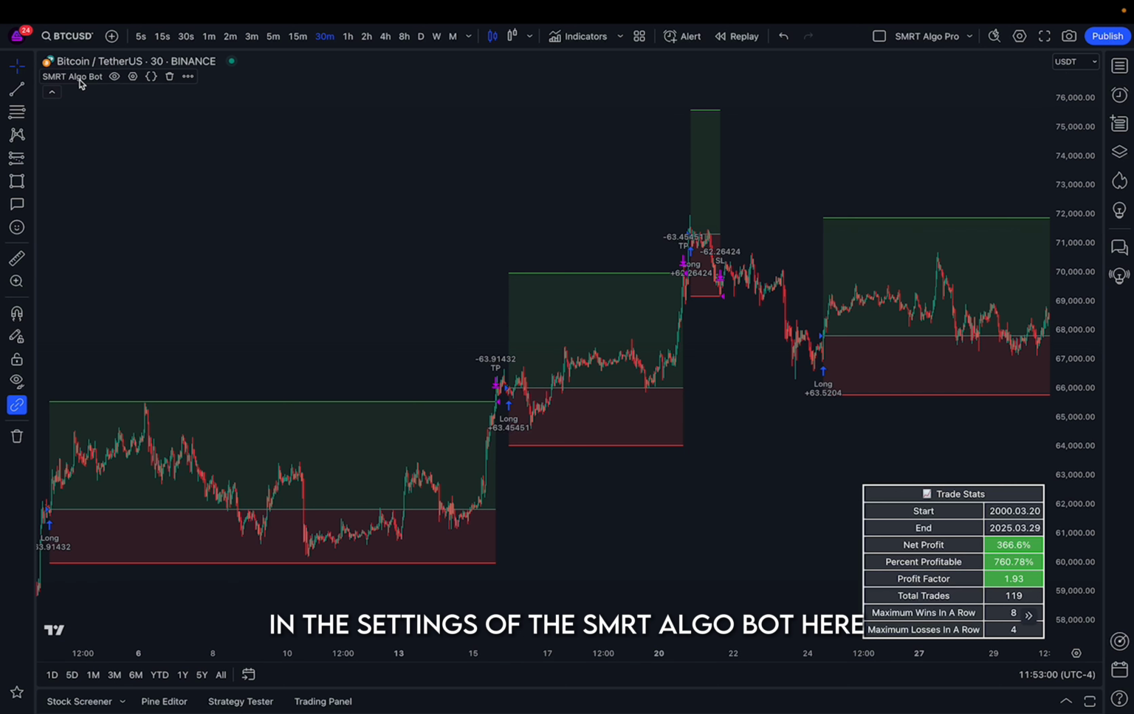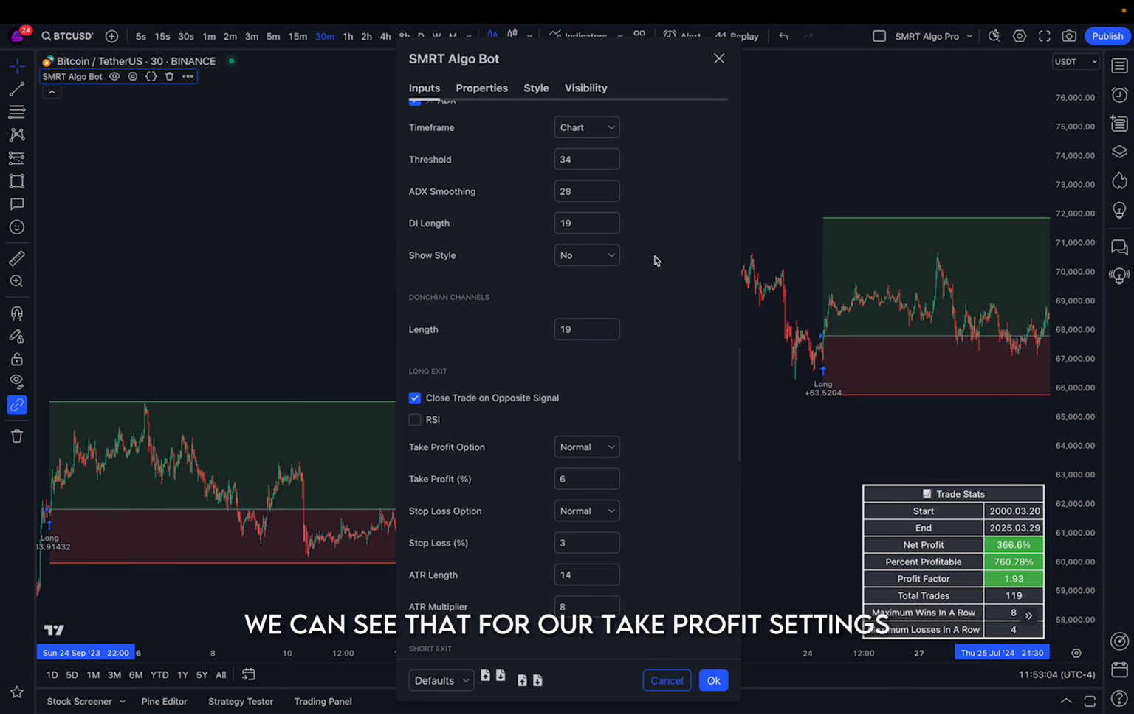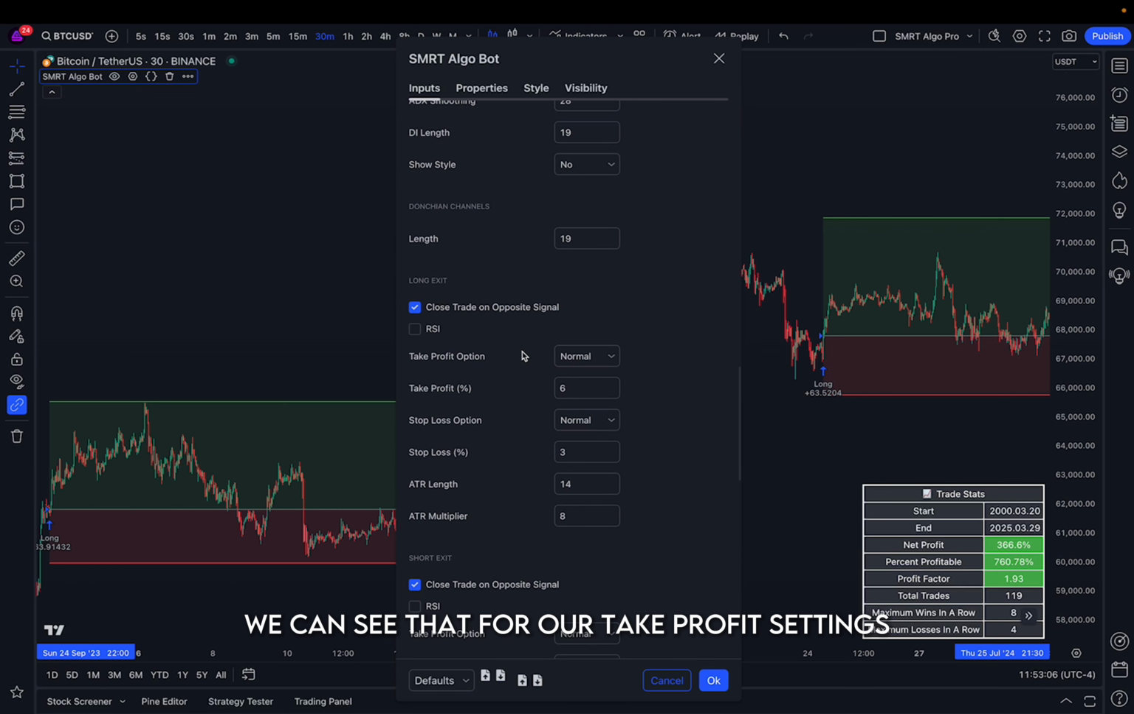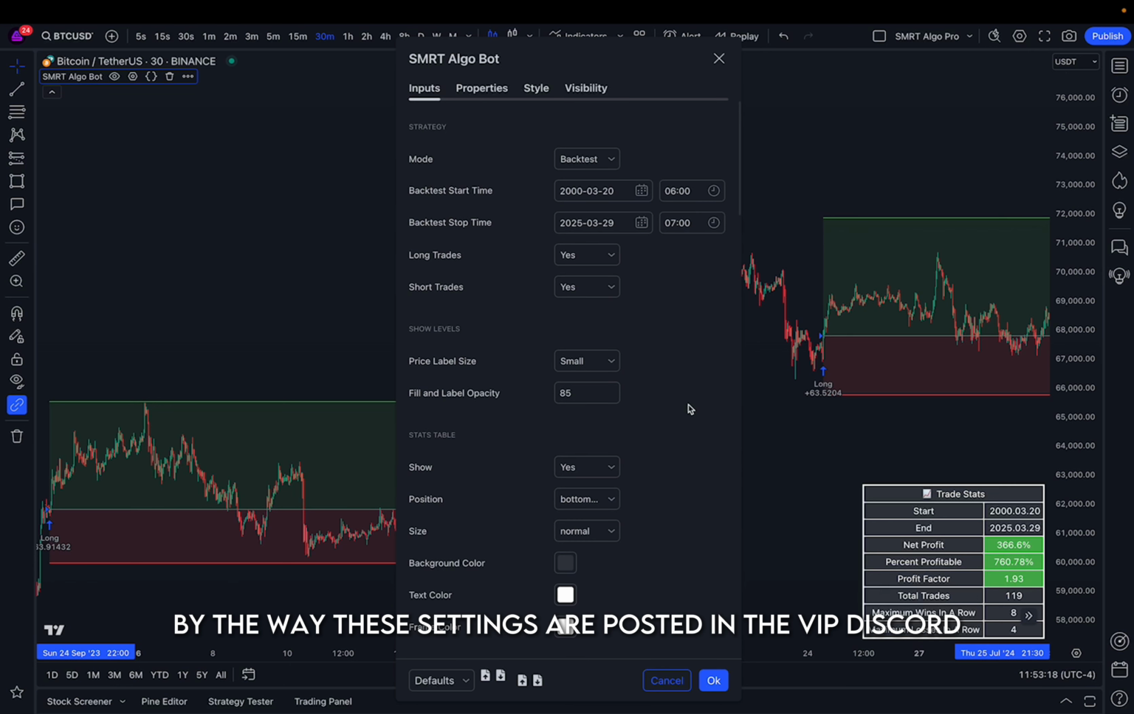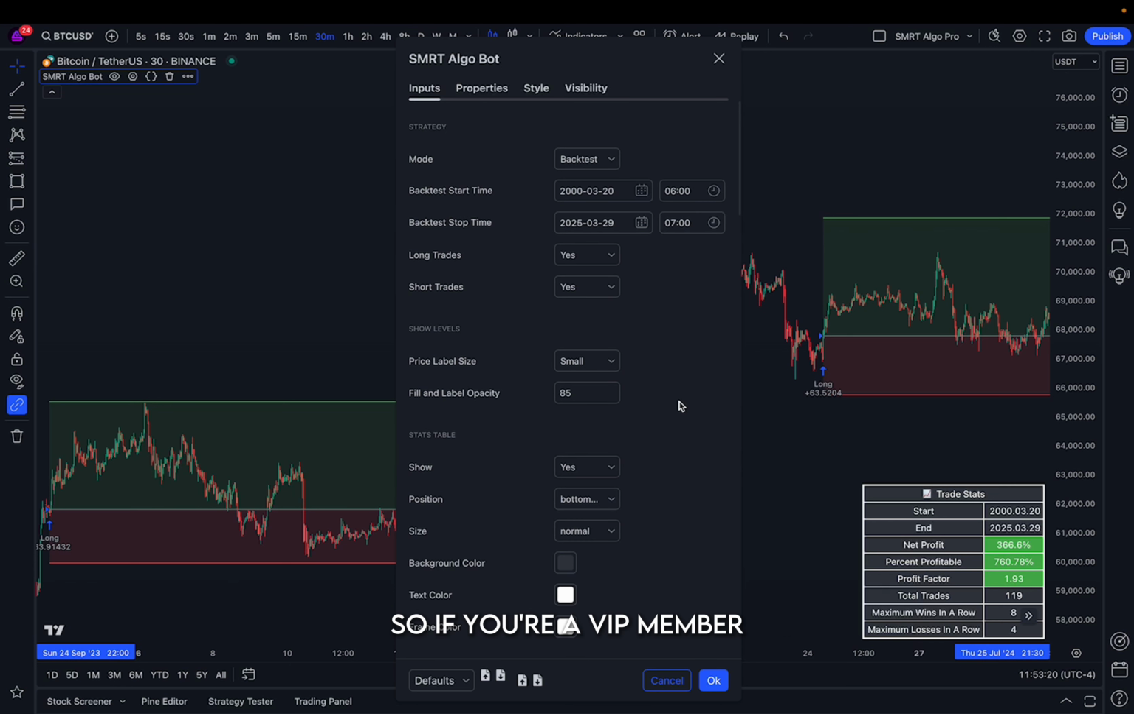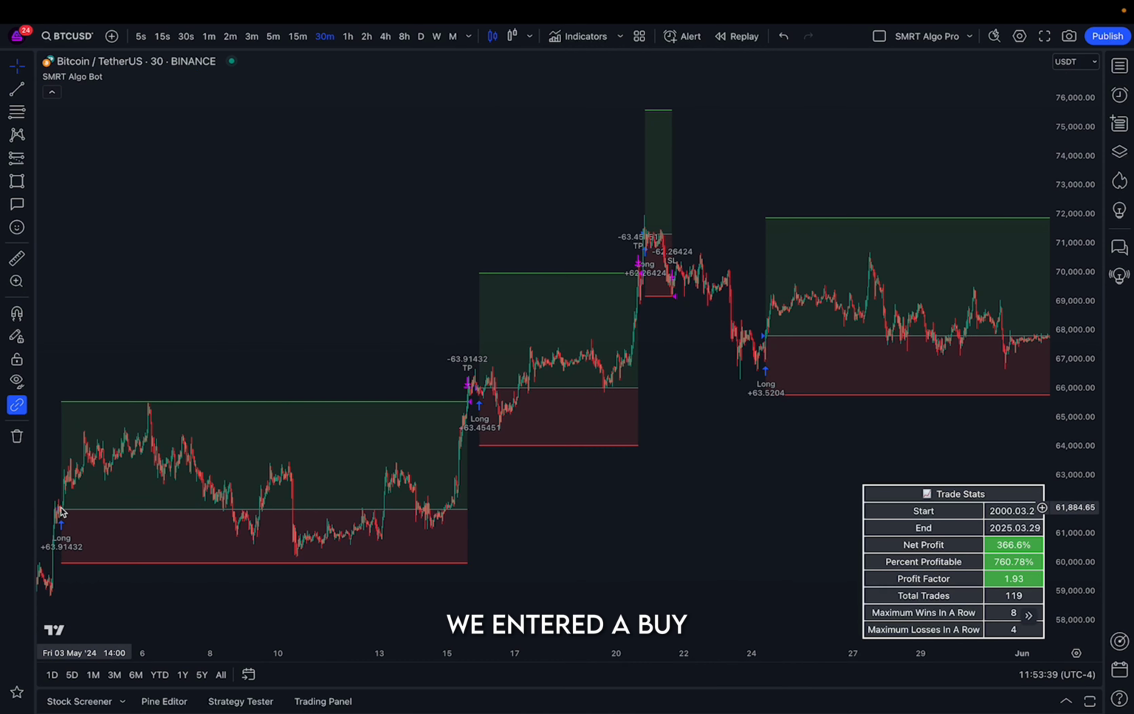If we take a look in the settings of the Smart Algo bot here, by clicking on the gear icon and then scroll down, we can see that for our take profit settings, it is in fact 2 times the stop loss. By the way, these settings are posted in the VIP Discord. So if you're a VIP member, you can head over to the bot settings in the Discord, and these settings are posted up there.